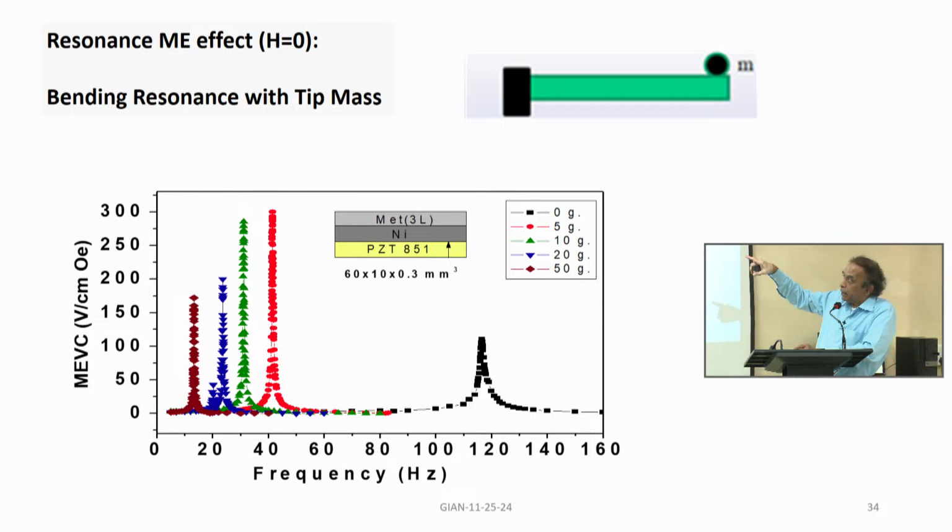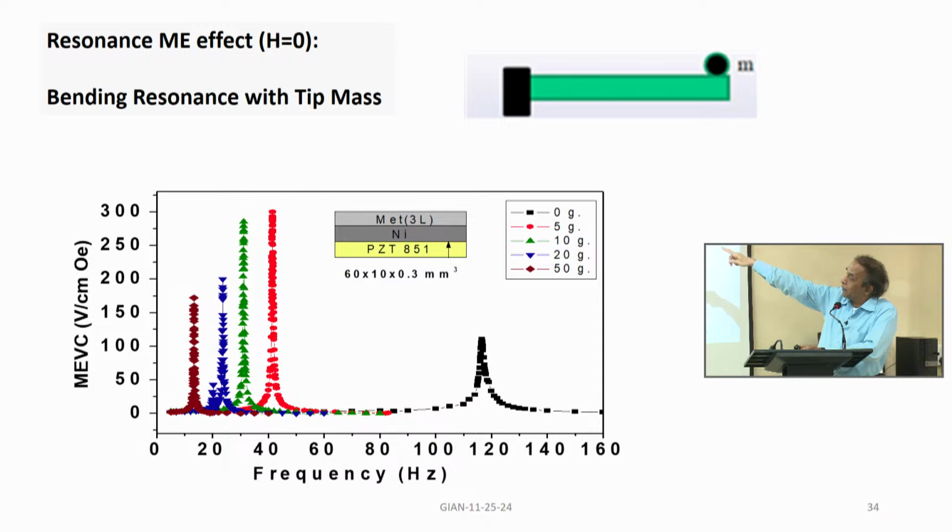This sample contained PZT, a layer of nickel and another layer of Metglas. So, the ferromagnetic layer has two different materials. One is nickel, the other is Metglas with three layers of Metglas. Each layer of Metglas is 25 micron in thickness. So, it is 75 micron Metglas and it is attached to PZT. These attachments were with a quick dry epoxy or some kind of bonding medium.